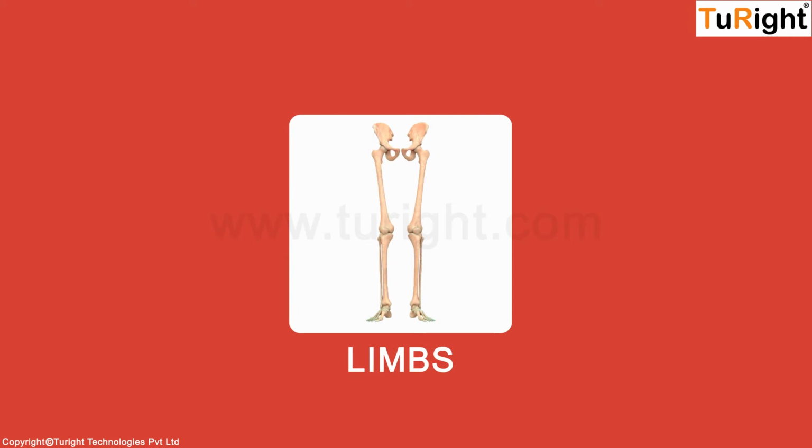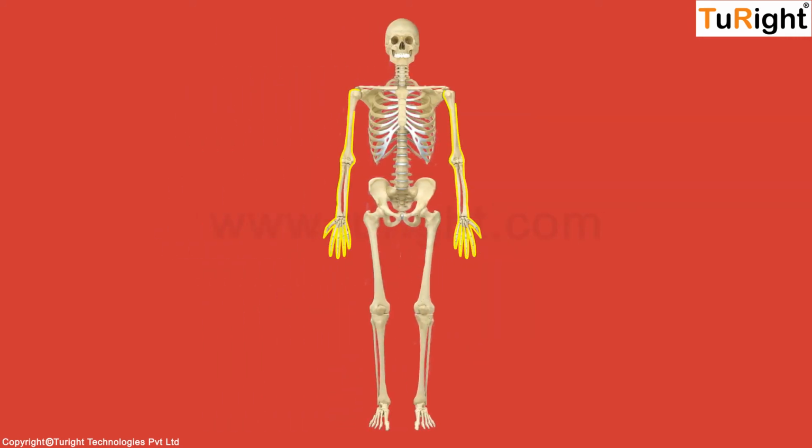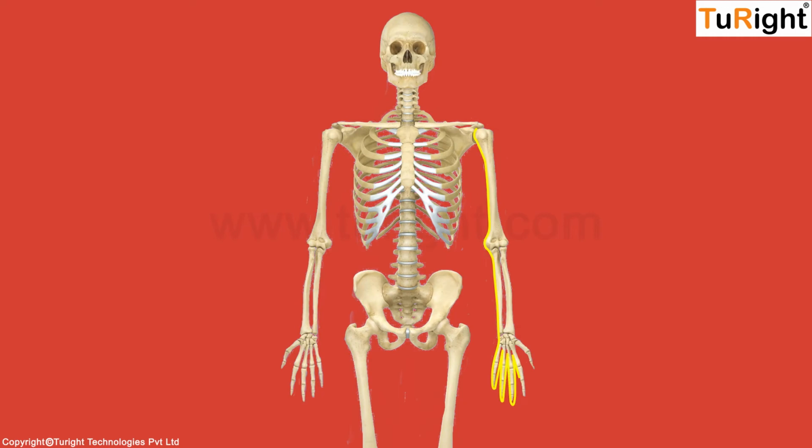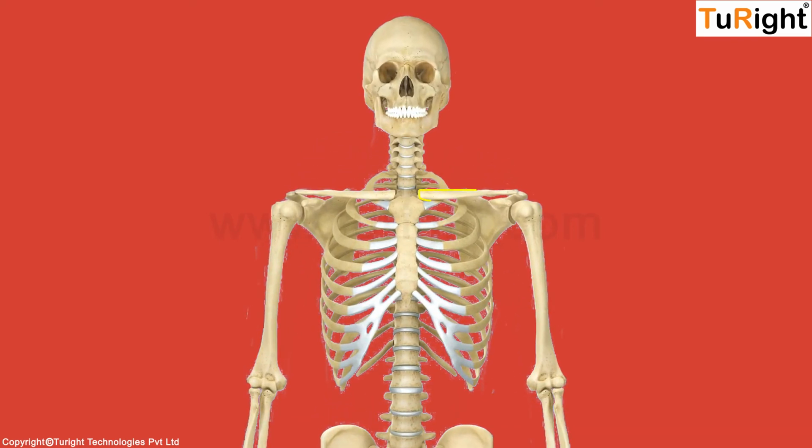The limbs constitute the last part of the skeleton. They are forelimbs and hind limbs. The bones of the arm form the forelimbs. Three bones, one long bone in the upper arm and two small bones in the lower arm, make the forelimb. The bone of the upper arm is attached to the vertebra by the collarbone and the shoulder blade.